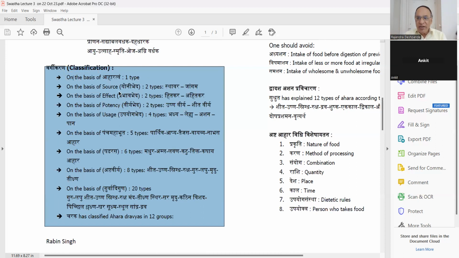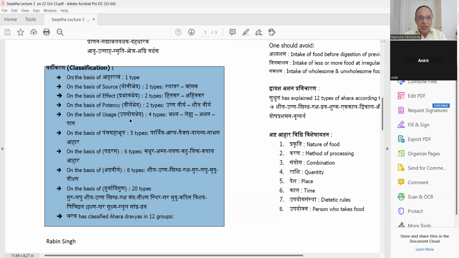On the basis of source, that is Yoni Bheda, Sthavar and Jangama. Organic and inorganic. Salt is inorganic, or vegetables are organic. Okay. On the basis of prabhava, hitakara, ahitakara. If a pitta prakriti person is taking milk, hitakara. If a pitta dominant prakriti takes spicy food, ahitakara. Okay. On the basis of virya, ushna virya, shita virya. All the katu, meaning spicy, amla and lavana have ushna virya. But madhura, sweet, tikta and kashaya are shita virya.